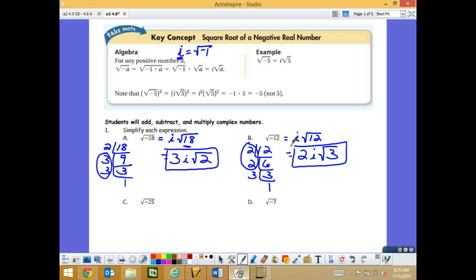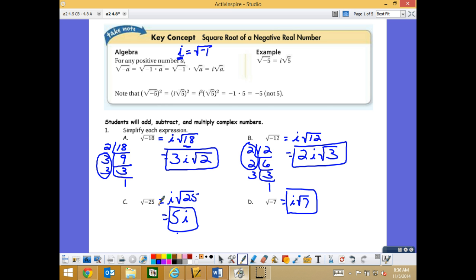Square root of -25, well, that's going to be i times the square root of 25. And hopefully all of you can remember that the square root of 25 is 5. So that just becomes 5i. And finally, square root of -7 becomes i square root of 7. And square root of 7 cannot be simplified. So that is the final solution.